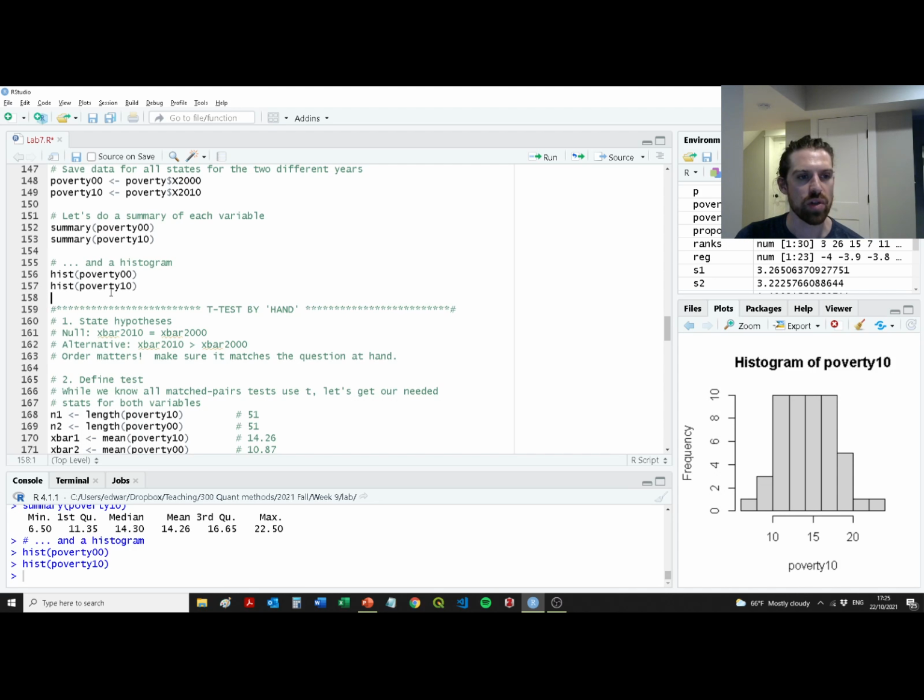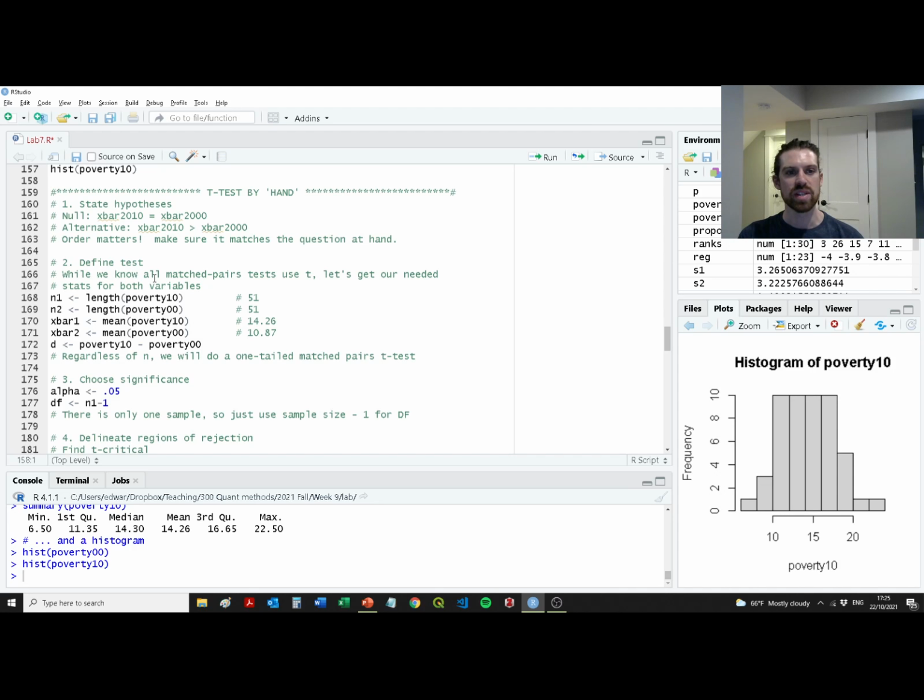Now that we've got that data, we're able to carry out the t-test by hand, for example. Let's state our hypotheses first. The null hypothesis is that the difference between 2000 and 2010 is basically nothing. Okay, so we think they're essentially the same. Whereas the alternative hypothesis is that the poverty rate in 2010 is going to be higher than 2000. So that means this is going to be a one-tailed test. We're only going to focus on looking in the upper part of the distribution.